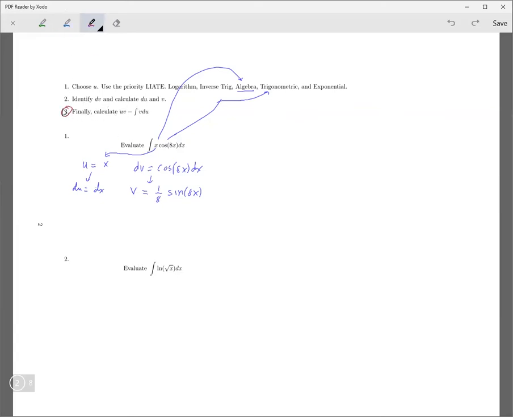And then number 3, we calculate that. So for this integral, we've identified this as u and this as dv. So uv minus the integral of v du. Just put the u and the v in there. Here's u, there's v. So that's going to be x over 8 sine 8x right there. And subtract the integral of v du. So v is this one, and du is just dx. So it's 1/8 sine of 8x dx.